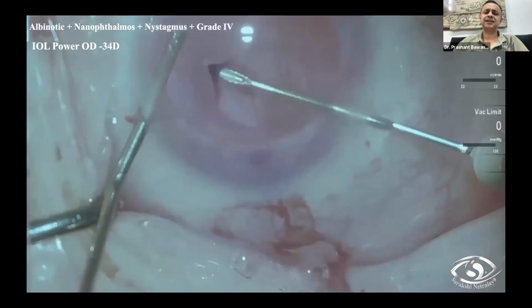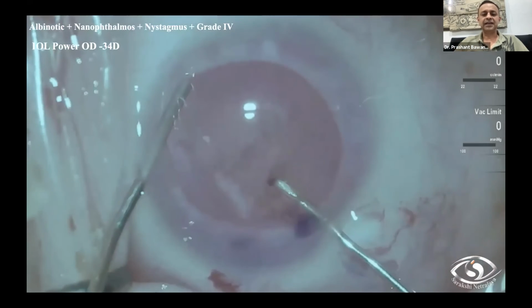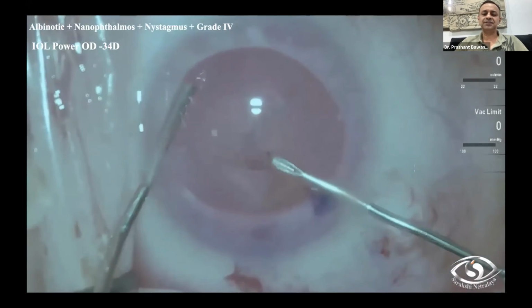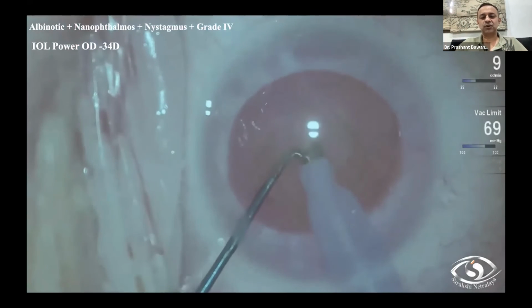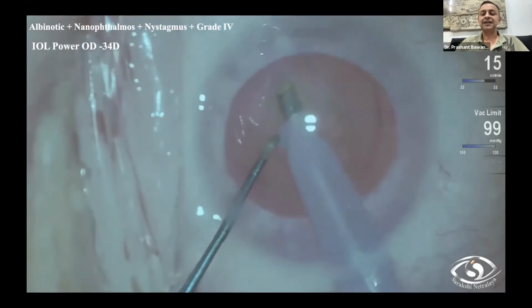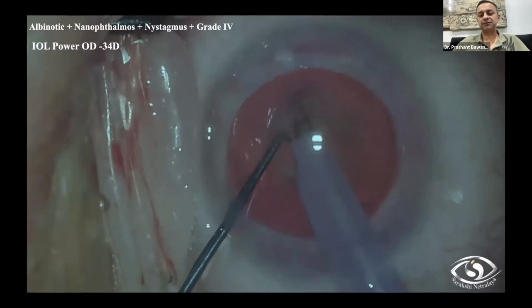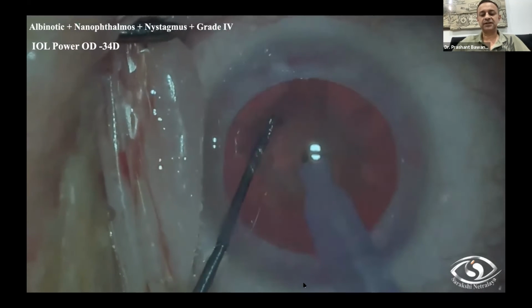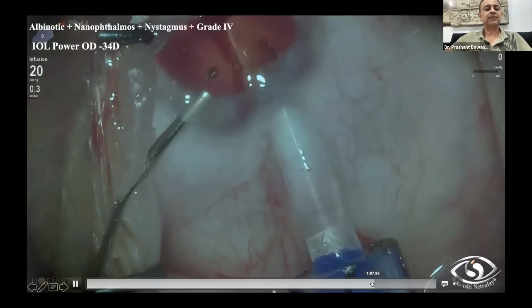Another challenge was that the anterior chamber was very shallow, being a non-ophthalmic eye. It was less than 2.5 millimeters. But in such a big system, when you see a screen as big as 40 inches or more, the whole eye appears so big that the anterior chamber depth never became a problem to us, and we could do an uneventful cataract surgery in such a shallow chamber with such a red albinotic eye.